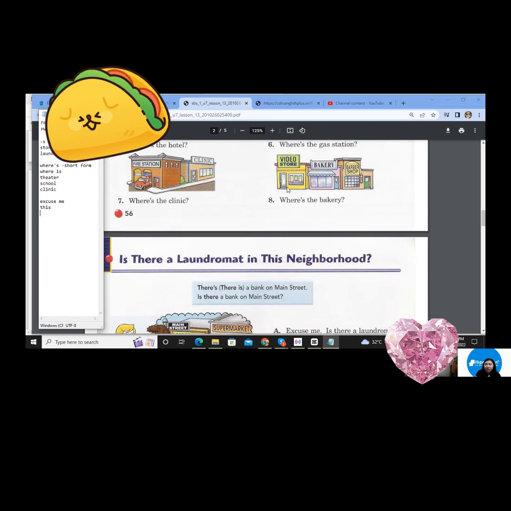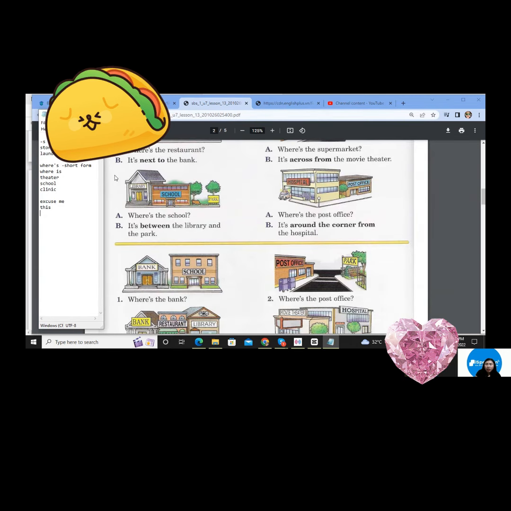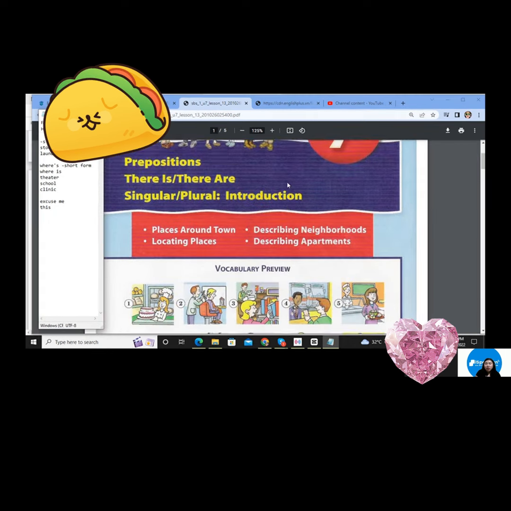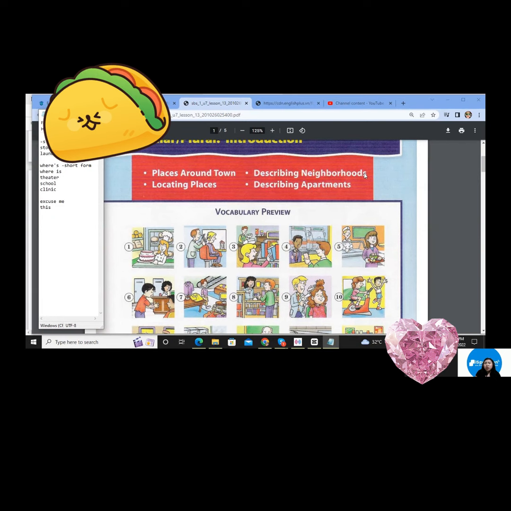As we have learned in this part, if there is an S sound, you're going to practice like this. Neighborhoods. You're going to add S. Here we have describing apartments. Apartments. Laundromat. Where's is the short form, and the long form is where is, two words. Here we have theater, school, and clinic.